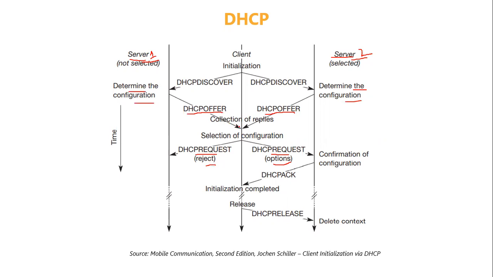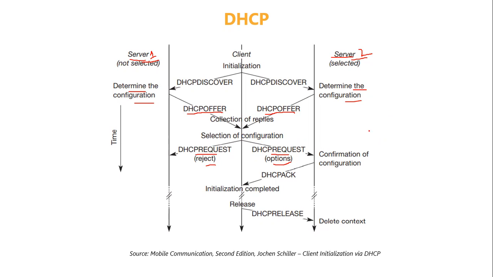So both servers have offered. Of the two, the client is rejecting one server and accepting the other. When the client is rejecting, it will send a DHCP request reject message, and when the client wants to accept, it will send a DHCP request options message.